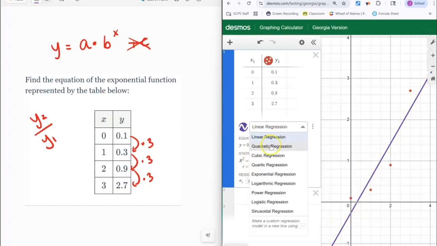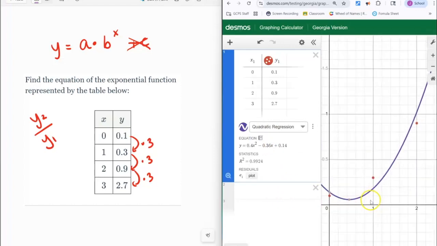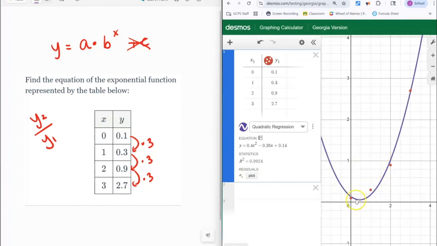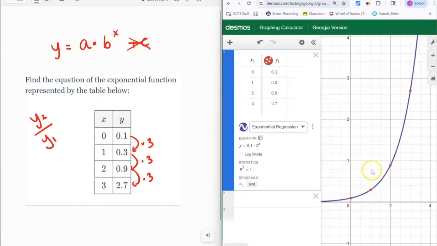The other one that we've done is quadratic, so I'm going to click that. Sometimes it looks like it goes through, but you can zoom in further to make sure that it doesn't, but this one isn't very close. So you can see that it does not go through all the dots, therefore it is not quadratic, but we know it's exponential because the question tells us, and here is exponential. How do I know it's exponential? Because it goes through each of these dots.